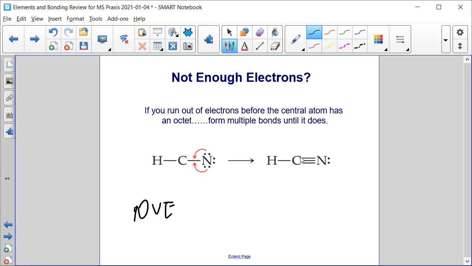So this carbon now has 2, 4, 6, 8. This nitrogen has these 6, and then 7, 8. And hydrogen, of course, is stable with these 2. Okay, so we're going to demonstrate how to do this in a future slide, but what we're going to do in the next couple of slides is just talk about what happens when these multiple bonds form.